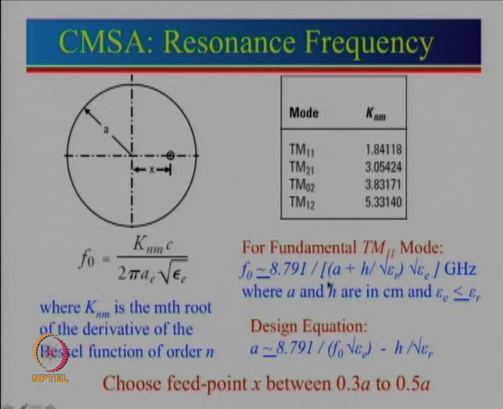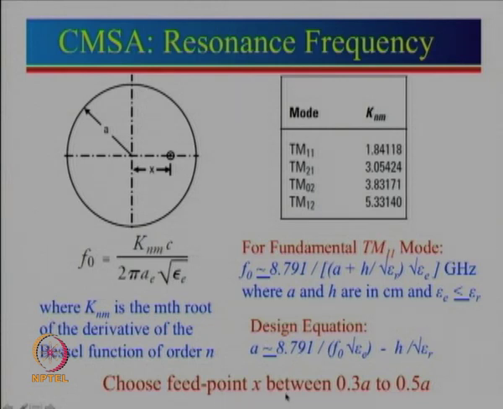So, based on this equation, this is the analysis equation where A is known, H is known. We can convert this to a design equation. So, we can find the value of A using just a modification of this here. For a given value of f0, choose epsilon r and h. Once you have epsilon r and h, and f0 is known, you can find the value of A. That will simply give you the design parameter for this here.